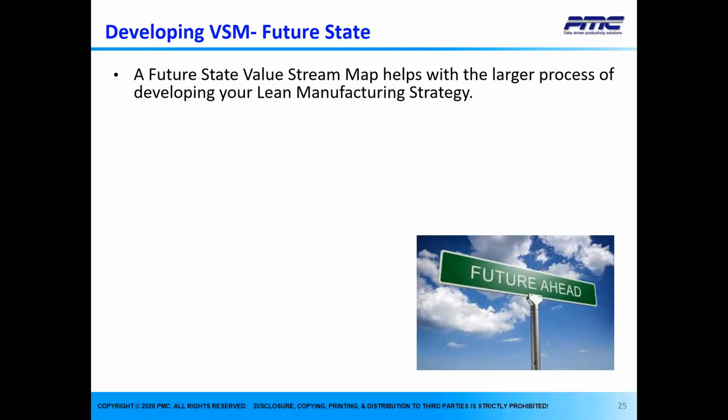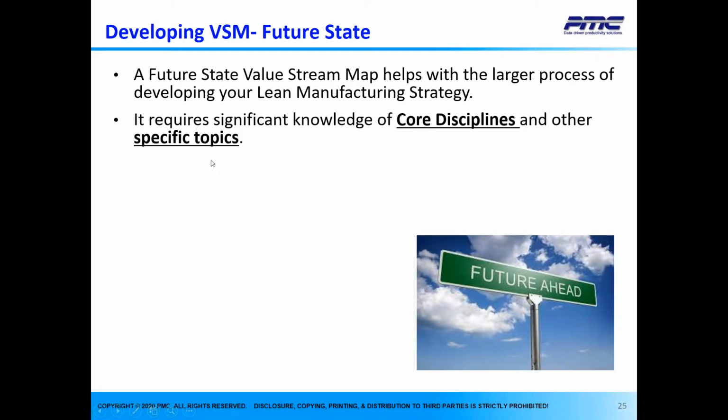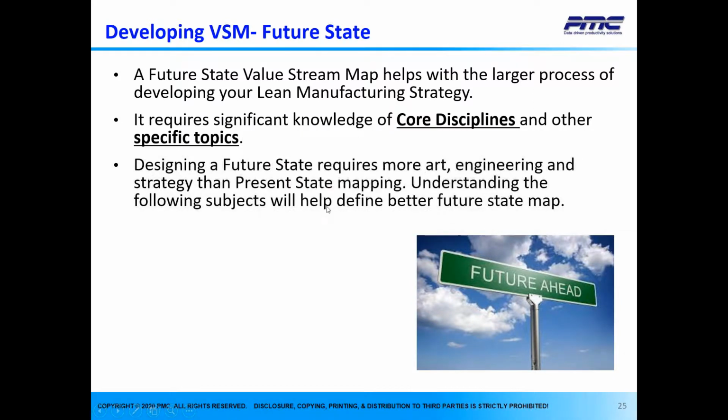Based on the waste that we talked about and resolution methods for that waste, now we can use some of these techniques to come up with opportunities for improvement in the current state. The future state will help with the larger process of developing your lean manufacturing strategy. It requires significant knowledge of core disciplines and other specific topics. Designing a future state requires more art, engineering, and strategy than present state mapping. Understanding the following subjects will help define a better future state map.